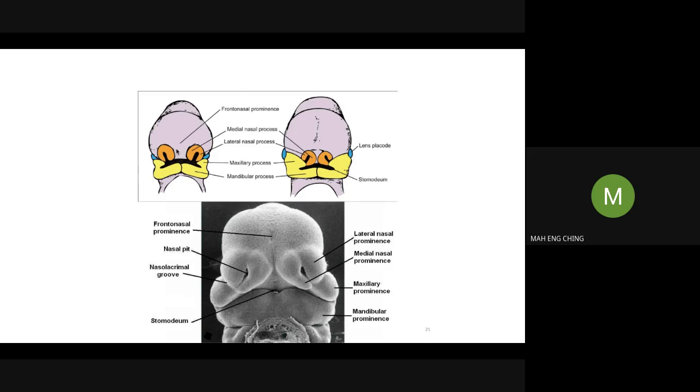Again, these are microscopic pictures. Just to repeat what we said just now: frontal nasal from the top, we have the nasal pit, and on the medial side we have the medial nasal prominence or process. Then laterally, we have the lateral nasal. Then we have the maxilla left and right, and at the bottom, we have the mandible. In the middle, there's always the primitive mouth, which is the stomatum.